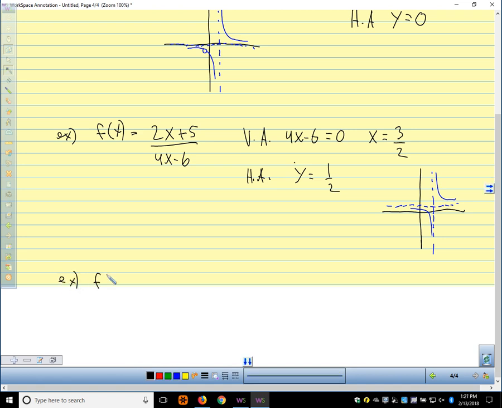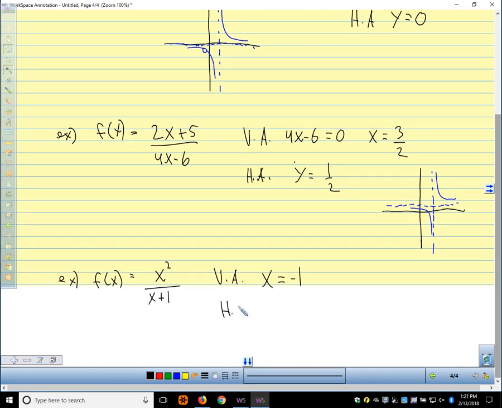Last one. X squared over x plus 1. Are there any holes? No. The numerator and denominator can't be 0 at the same time. Vertical asymptotes. X equals -1. Vertical asymptote is a line. You need to write the equation of a line.